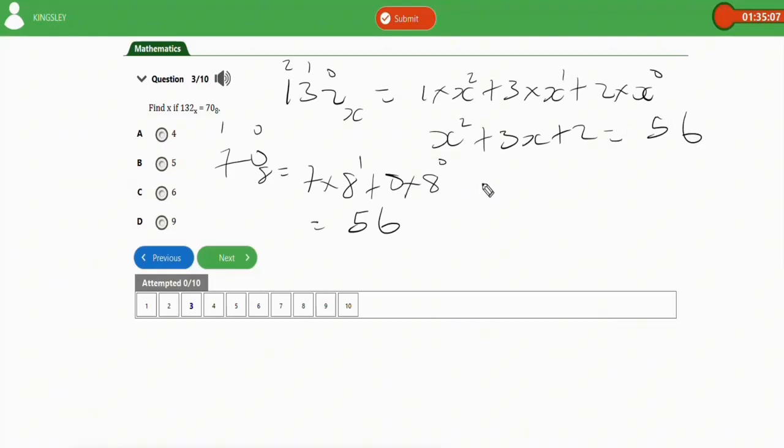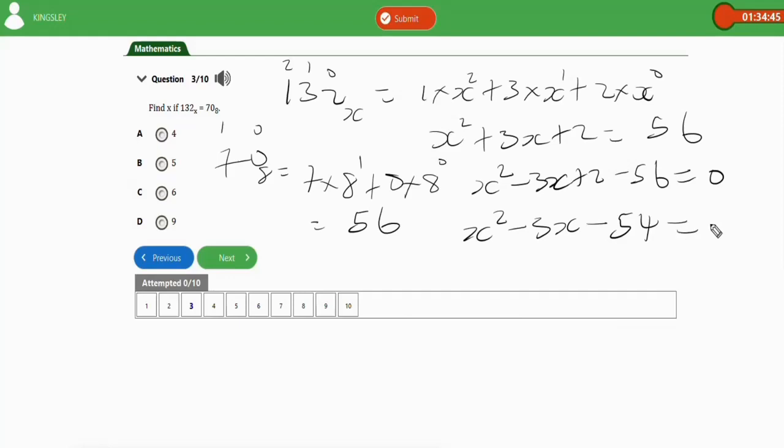Okay, so we're going to have a quadratic expression. Now this 56 will cross over the equality sign and change to negative. So we're going to have x squared plus 3x plus 2 minus 56 equals 0. So we now have x squared plus 3x minus 54 equals 0. At this juncture, we are going to find the factors of this quadratic expression.